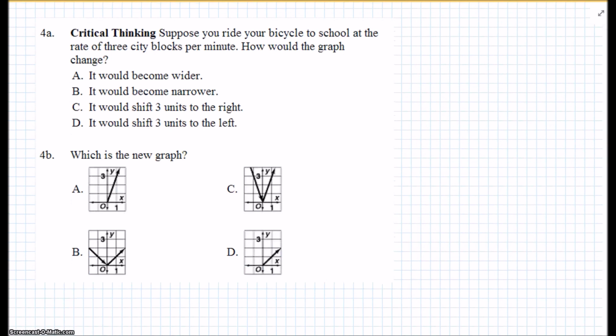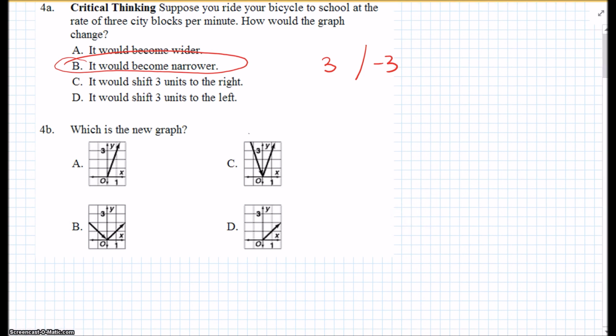So suppose you ride your bicycle to school at the rate of 3 city blocks per minute. All right, how would your graph change? Well, basically, what's our slope now? Our slope is 3 and negative 3. So our slope should be much, much, much narrower. So the new graph would look like C. All right.